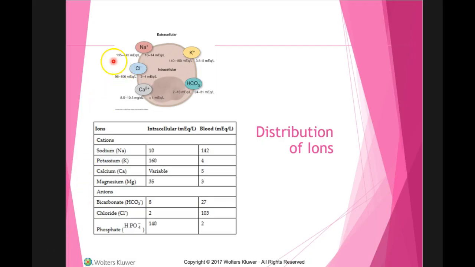You can see the difference in the distribution of ions across the membrane here. You need to commit these to memory. You can see that these are the ones that we usually need to know, because these are the ones that we can test: the extracellular concentrations, which to us are the intravascular or serum values.